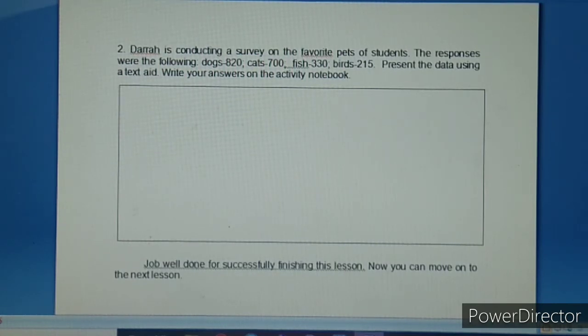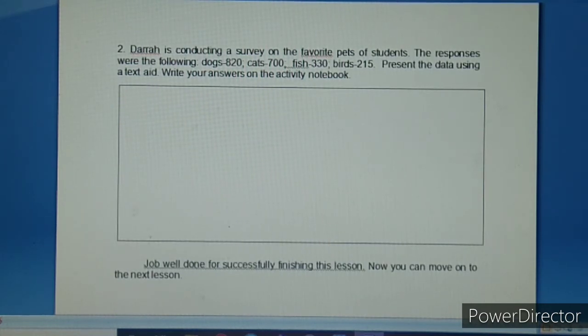Dara is conducting a survey on the favorite pets of students. The responses were the following: dogs 820, cats 700, fish 330, birds 215. Present the data using a text aid. Write your answers in your answer sheet. So again, how are you going to present the data? Okay, using a textual aid, you are going to present the data, which are the following: dogs 820, cats 700, fish 330, birds 215.